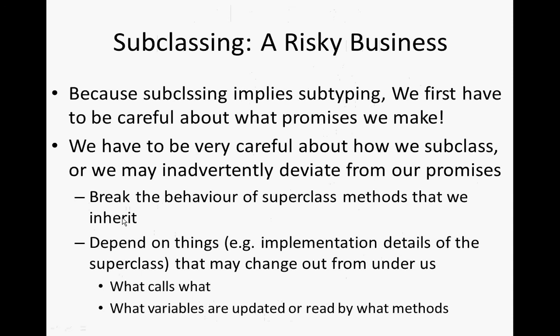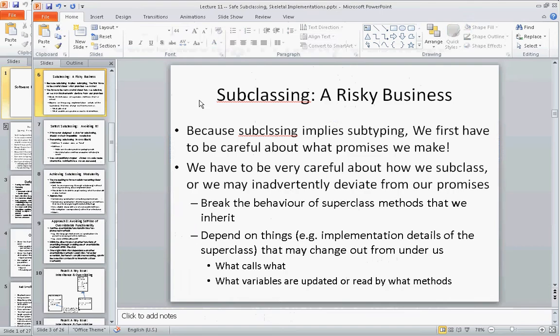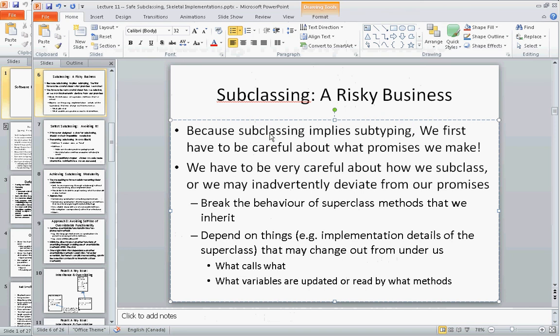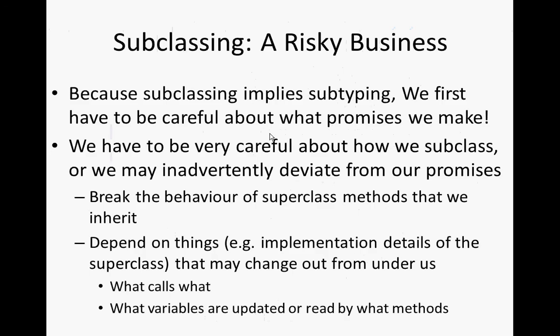Okay, so because subclassing involves subtyping, we first have to be careful about whatever promises we make. That problem doesn't go away. But now we have an entirely additional set of issues. We may have to be very careful about what we subclass or how we subclass, or we may deviate from our promises. So when we create a subclass, we may find that we break our promises, that we don't adhere to them.